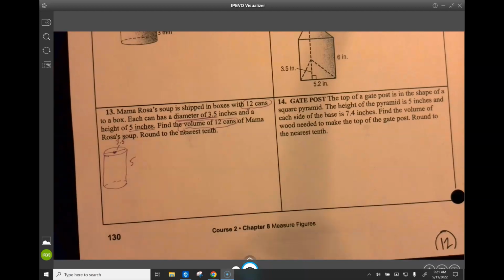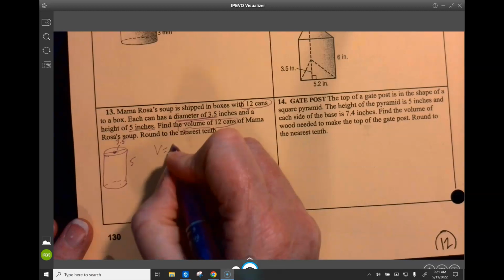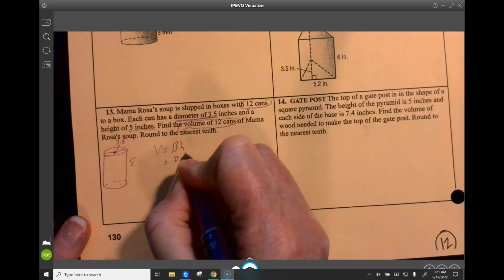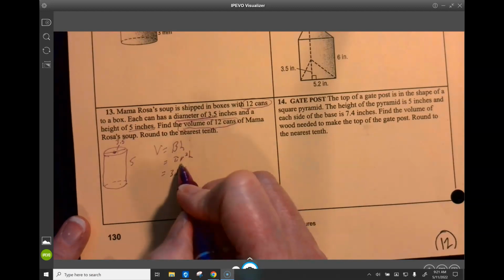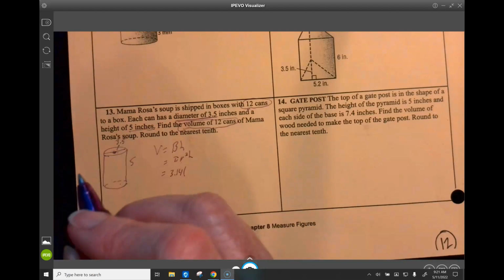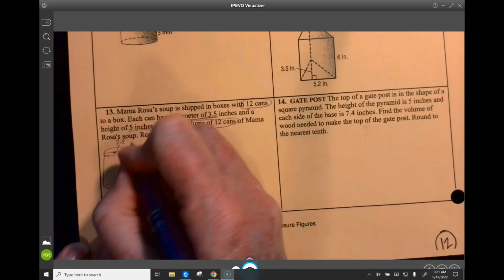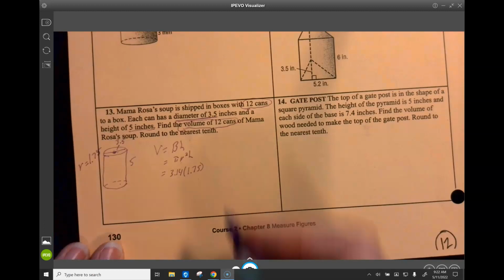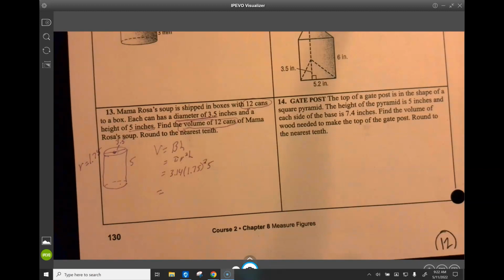So the first thing I'm going to do is find the volume. I have to realize this is a prism, so it's going to be area of the base times the height. So this is going to be pi r squared h. So I have 3.14 times the radius. I have to find the radius, so 3.5 divided by 2 gives me a radius of 1.75. I'm going to square that. Don't forget to square, and then take it times 5. So multiply.